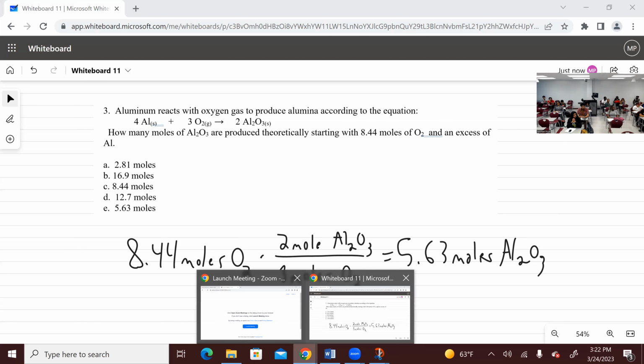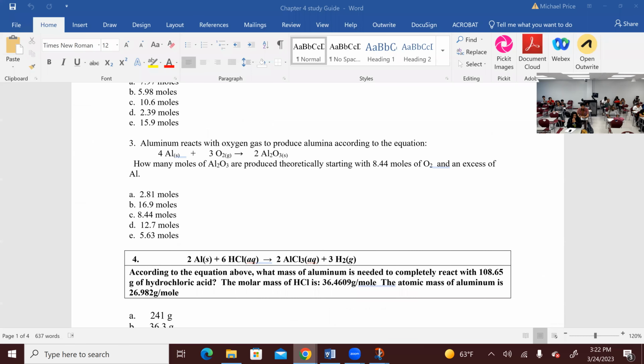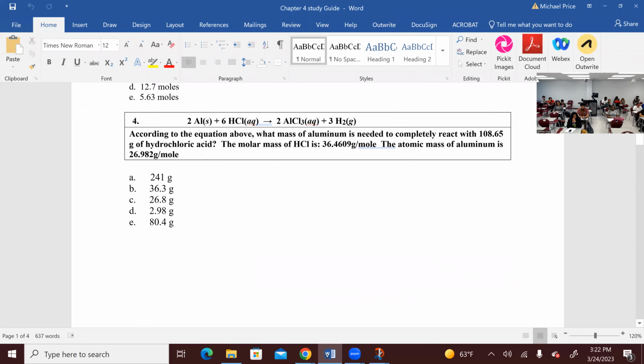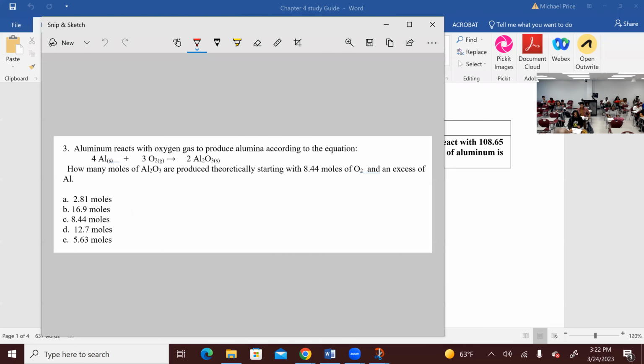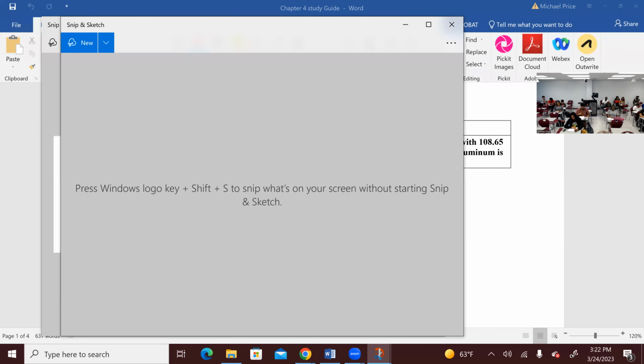All right. So now we have our full stoichiometry problem right here. Full stoichiometry. Let me go ahead and do this, my screen snip right here. Notice what I did. I provided you with the molar masses that you need to do the problem, didn't I?